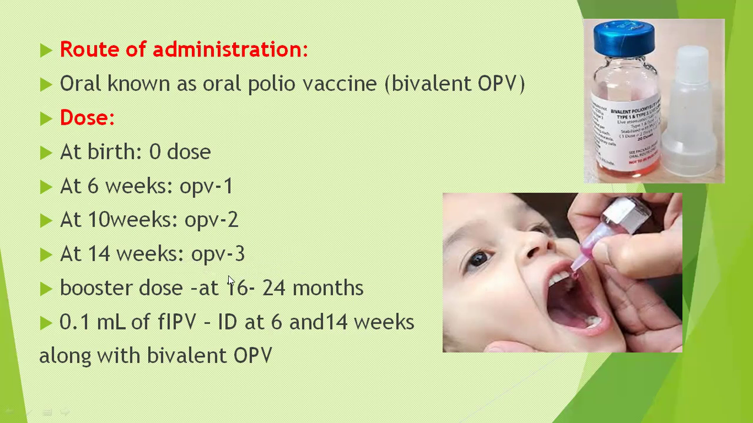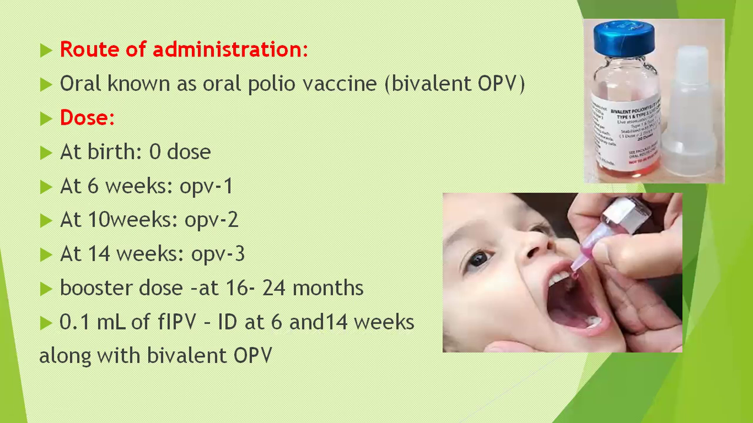Under the National Immunization Program, 0.1 ml of FIPV is given intradermally at the age of 6 weeks and 14 weeks, along with the bivalent oral polio vaccine.